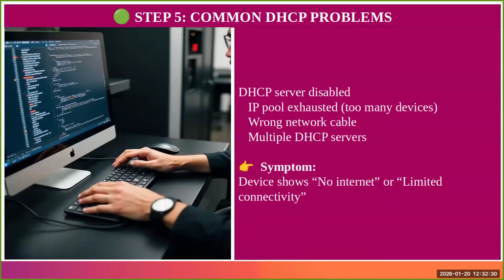Okay. Good. So, common DHCP problems. Number one, the DHCP server is disabled. Number two, IP pool exhausted. That's the problem we just explained. That is, too many devices are connected and the IP pool is exhausted. Therefore, no new device can join the network.